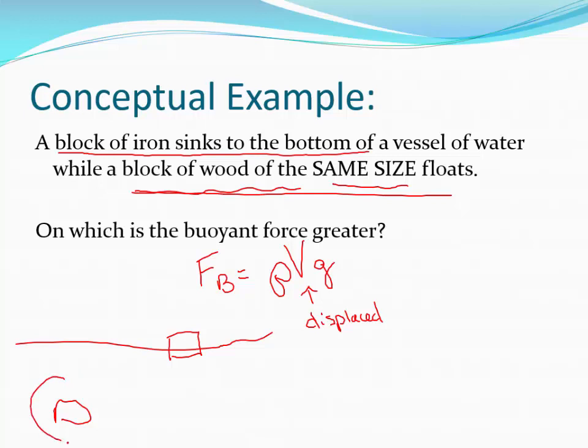Well, hopefully you said the block of iron, because if they're the same size, which the problem tells us they are, all of this guy's volume is underwater, so he will displace more water, so his buoyant force will be greater. The wood is only experiencing, well, we don't know, but not as much buoyant force as this guy, because it's only partially submerged, so only a part of its volume contributes to displacing the water.